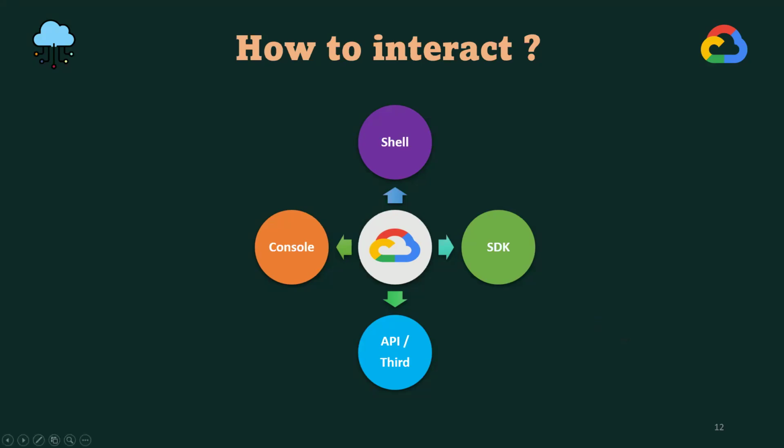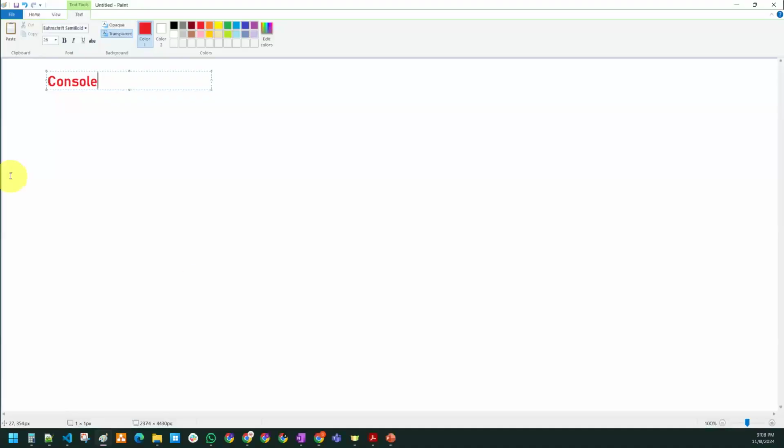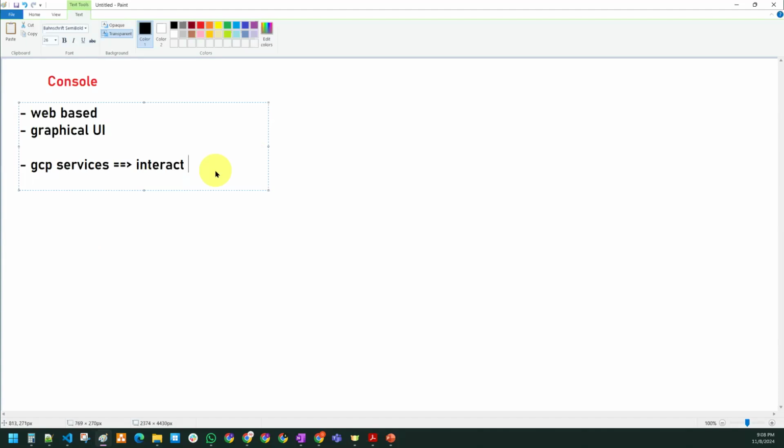So what is console? If one asks me, a console is a graphical user interface. It is a web-based graphical user interface to interact with the GCP services. Here, the main agenda is to interact with the GCP services visually. That is something we are going to do in the console. What is console, guys? Console is a web-based graphical user interface to interact with the GCP services.